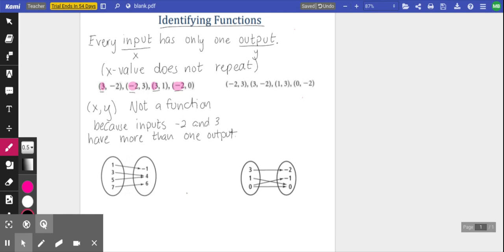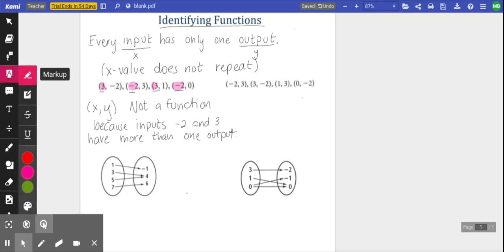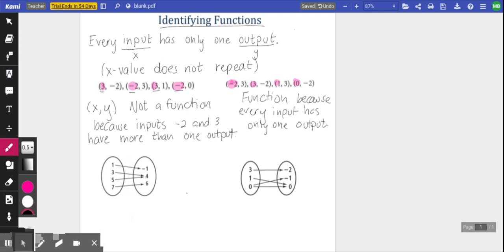Let's look at our next example. I'm going to start by identifying my x values. I've got -2, +3, +1, and 0. None of the x values repeat. Therefore, this is a function. This is a function because every input has only one output. Let's look at our next examples.